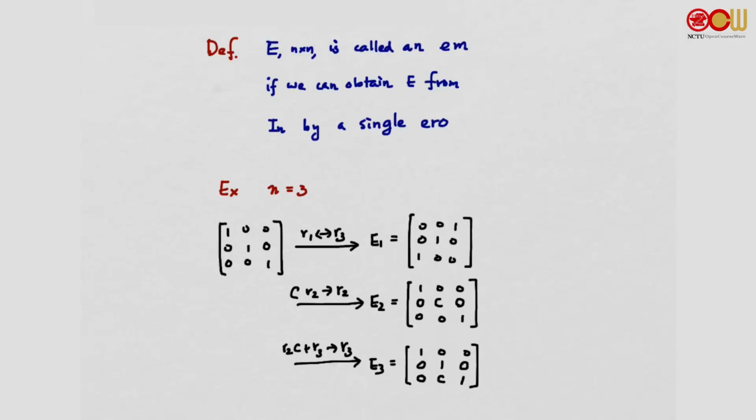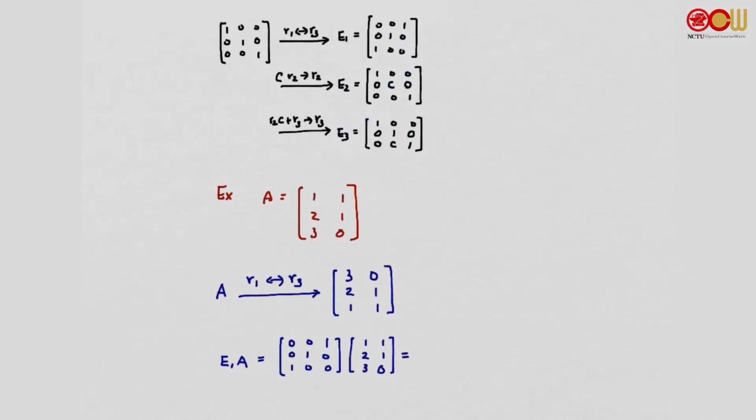So the elementary matrices are obtained from the identity matrix using a single ERO. What if we take the product of an elementary matrix and an arbitrary matrix? What do we have? Suppose now we have an example of a matrix. This one is 3 by 2. The first row is 1, 1.